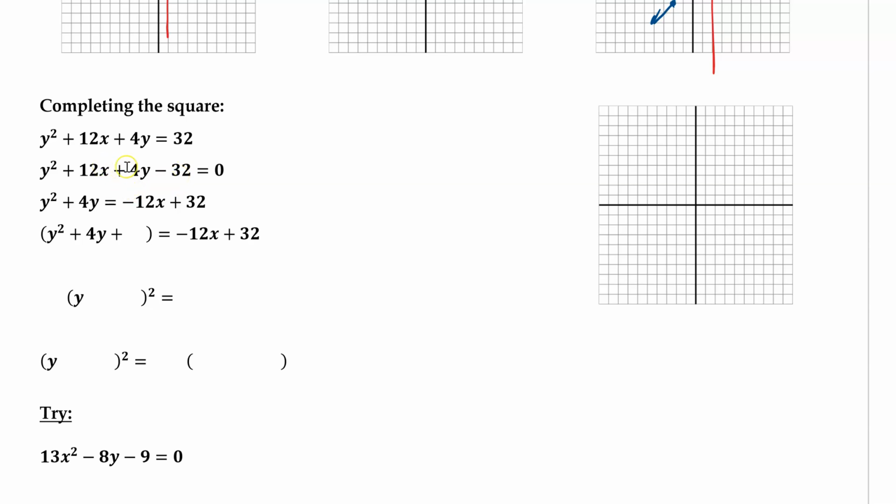Just like we have it here. And then what we're going to do is sort. On the left side, you want everything to be y, and on the right side, you want everything to be x. So anything with a y stays on this side, and everything with an x goes over here. And the reason is y squared.